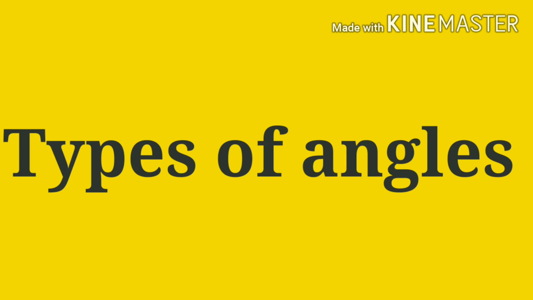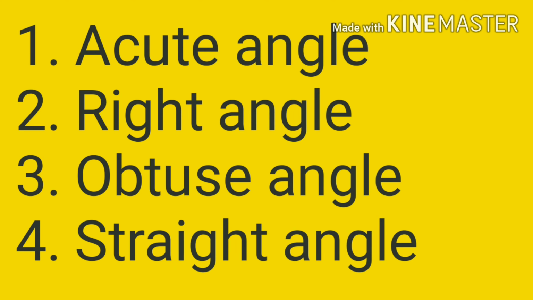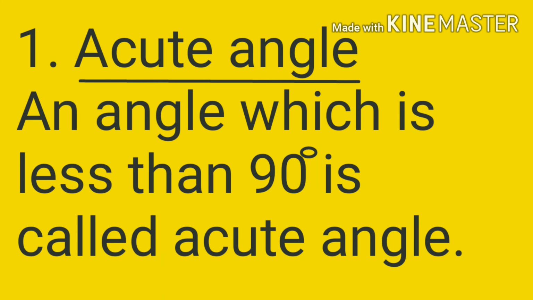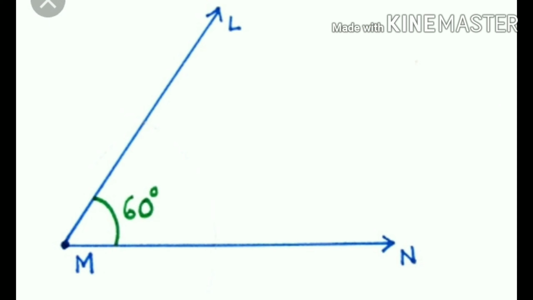Now let's see the different types of angles. There are 4 types of angle: acute angle, right angle, obtuse angle and straight angle. First one, acute angle. An angle which is less than 90 degree is called acute angle. Consider this angle. This angle is 60 degree. That means that is less than 90 degree. So we can call this as acute angle.